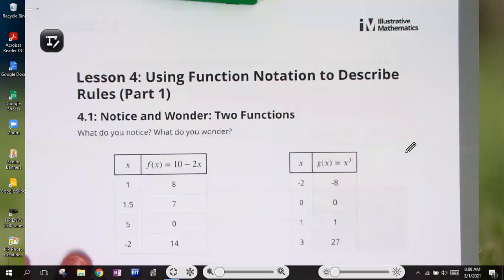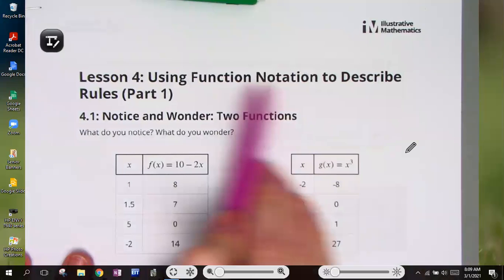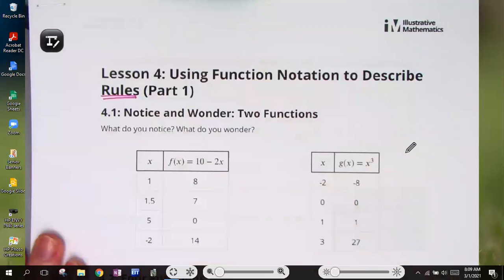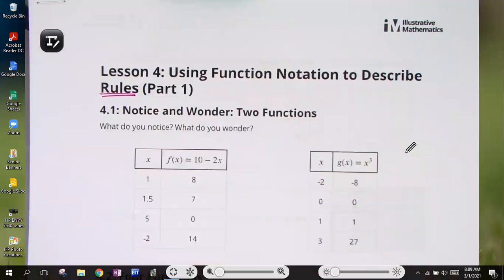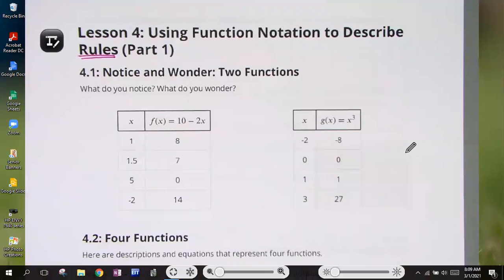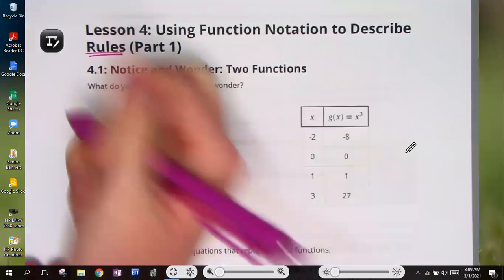So in this lesson, we're going to be using function notation to describe rules. This is part 1 of 2. Lesson 5 will be part 2. So first thing we're going to do is a notice and wonder. We have 2 functions here. What do you notice? What do you wonder?